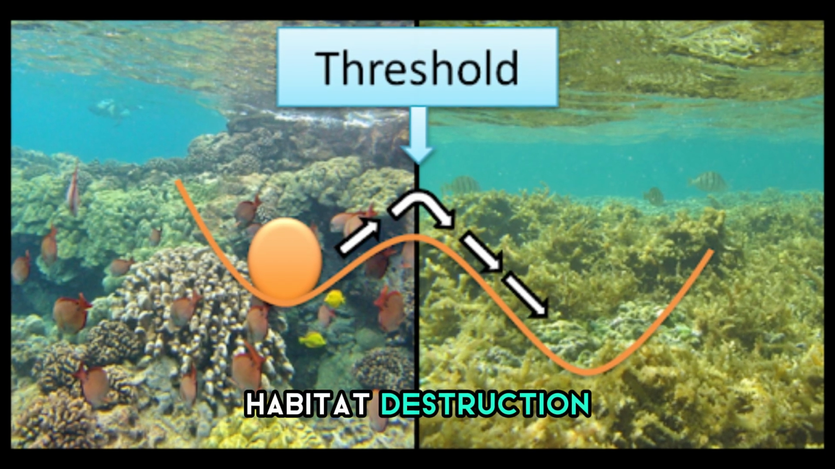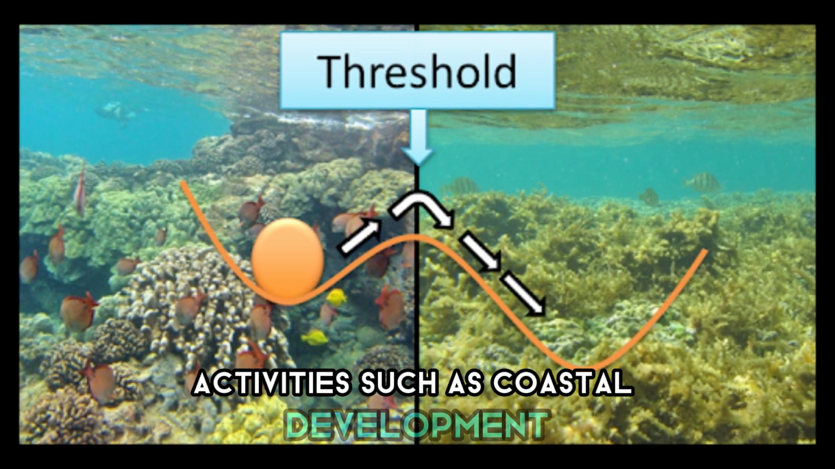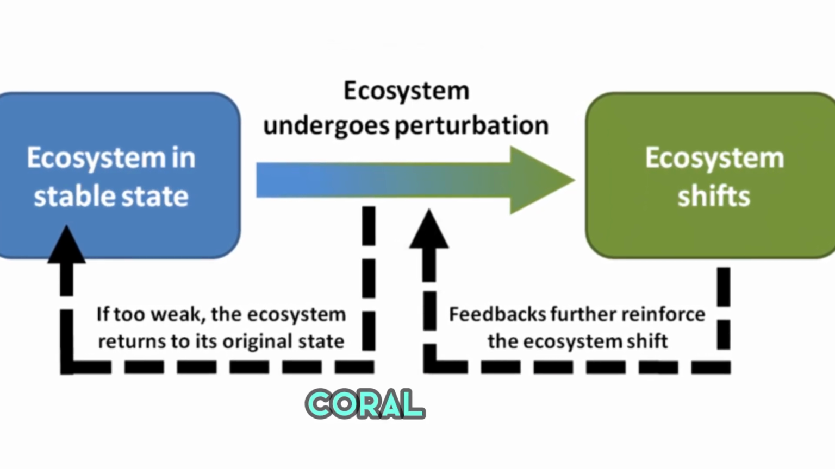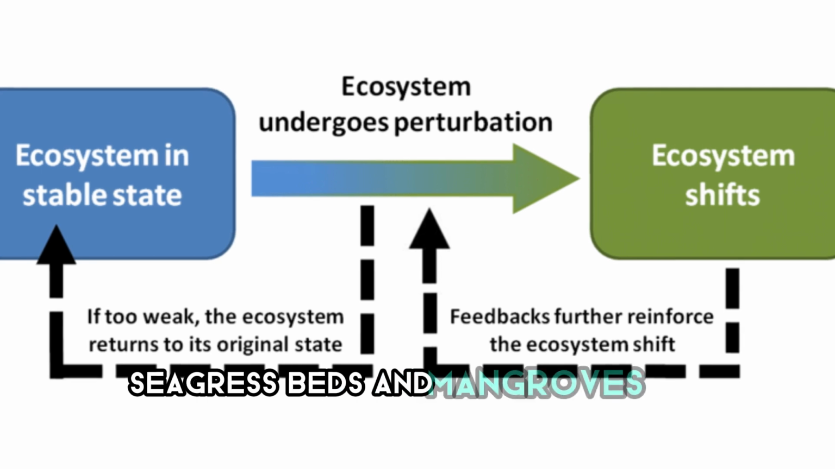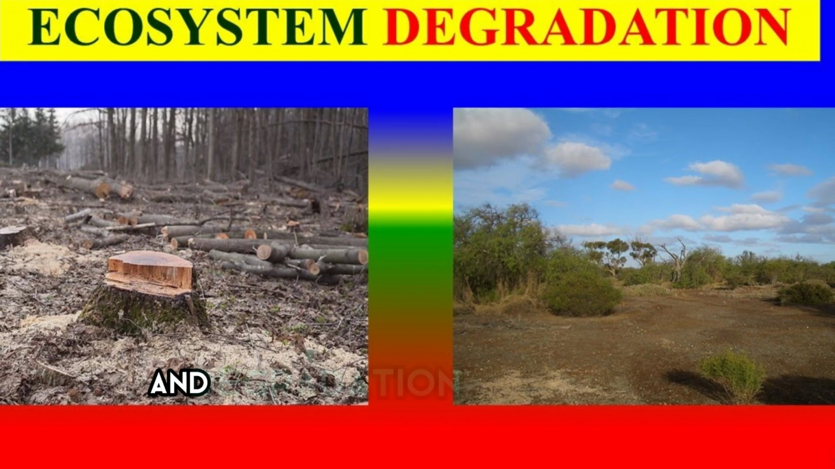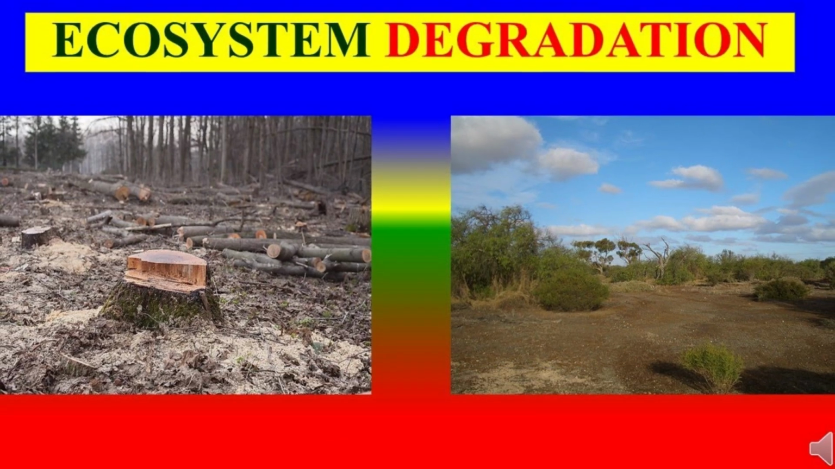Habitat destruction. Activities such as coastal development, dredging, and bottom trawling result in habitat destruction. Coral reefs, seagrass beds, and mangroves are particularly vulnerable, leading to loss of biodiversity and degradation of ecosystem services.